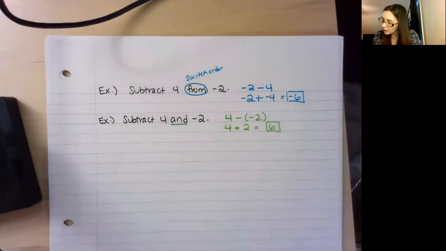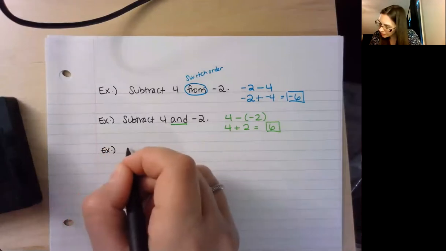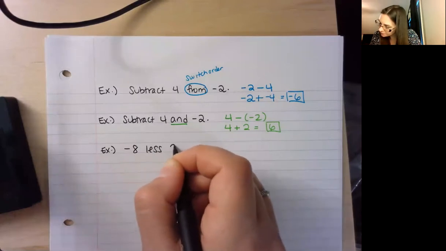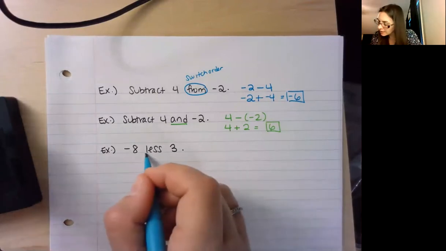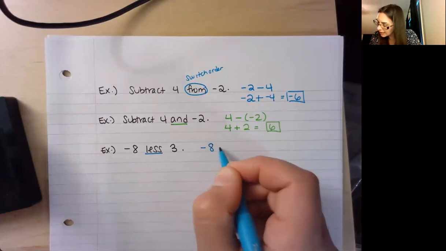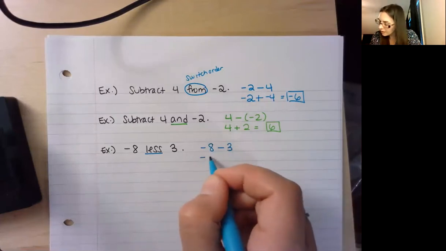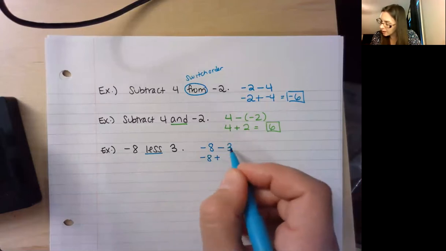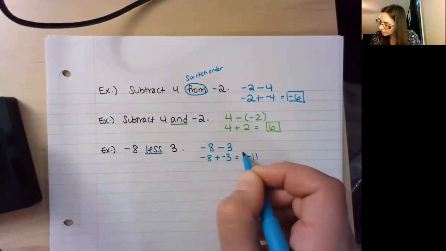So you can see that it's really important to watch the lingo here. So let's do -8 less 3. So I see the word less here, which means subtraction. I don't see the word than, so it's -8 less 3. So I keep the -8, change to a plus sign, and the +3 becomes a -3. So -11.